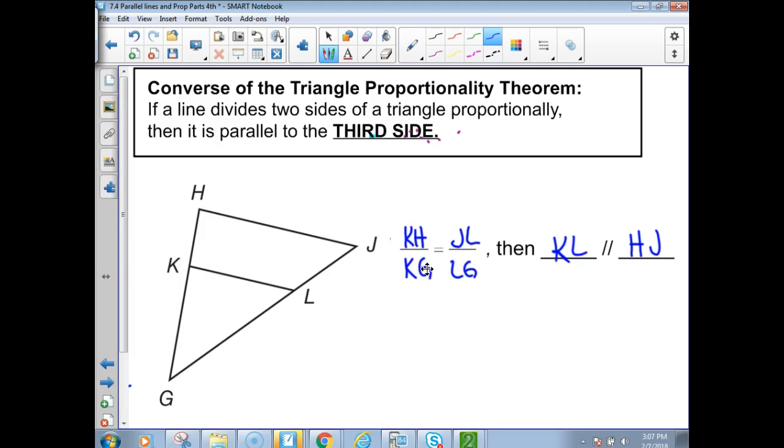All right, so what this is saying is that if these were proportional, I'm going to put some numbers here. Say that was 2 and this was 6, and then this was 3, then this was 9. Then because 2 is to 6 as 3 is to 9, and they both reduce to 1/3, then those segments would be parallel.